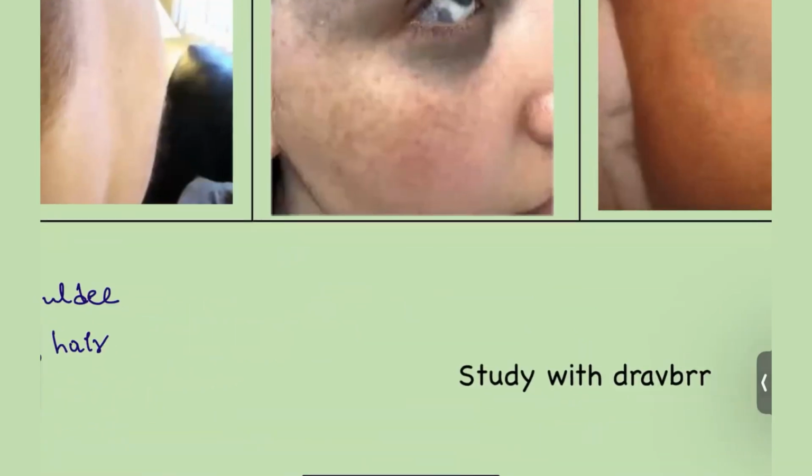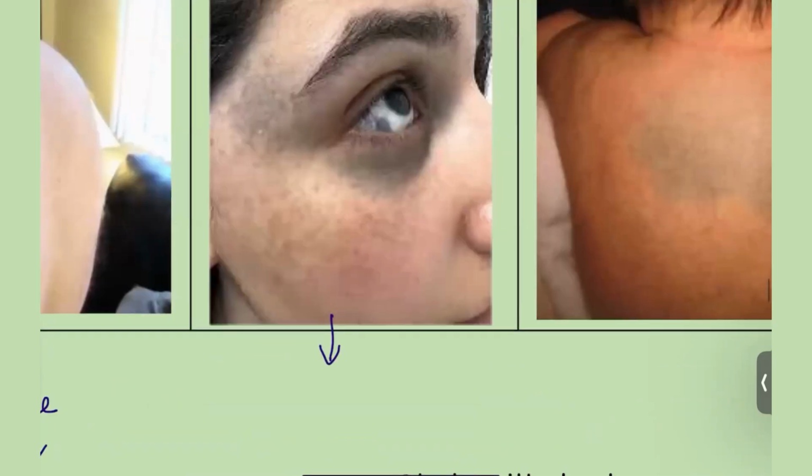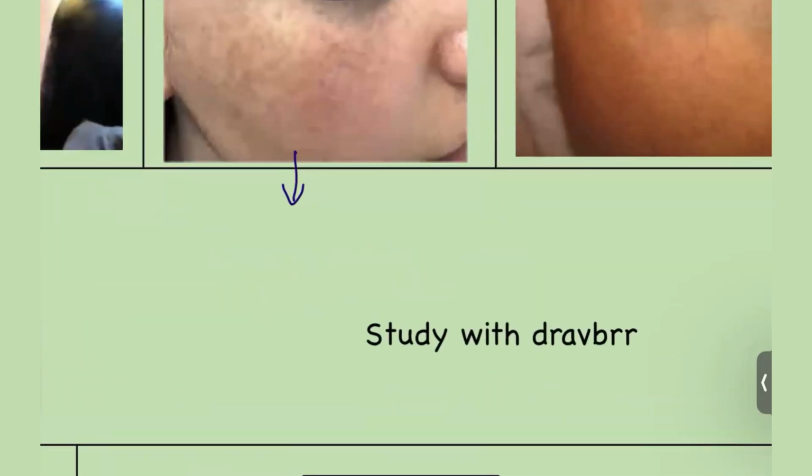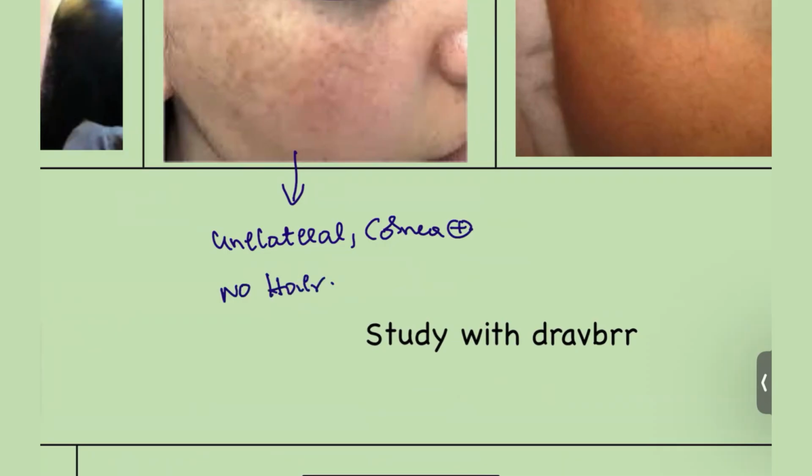Next, nevus of Ota. Nevus of Ota will be seen in children also, in early childhood or by birth. Again, this is also unilateral and involves the cornea also. The cornea is involved, and no hair is present in this patient.